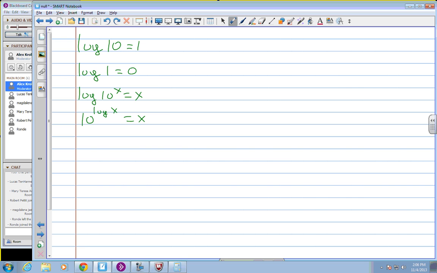At the same time, I can write the same properties using natural log. So it's ln of e equals 1, ln of 1 equals 0, ln of e to the x equals x, and e to the ln of x equals x.